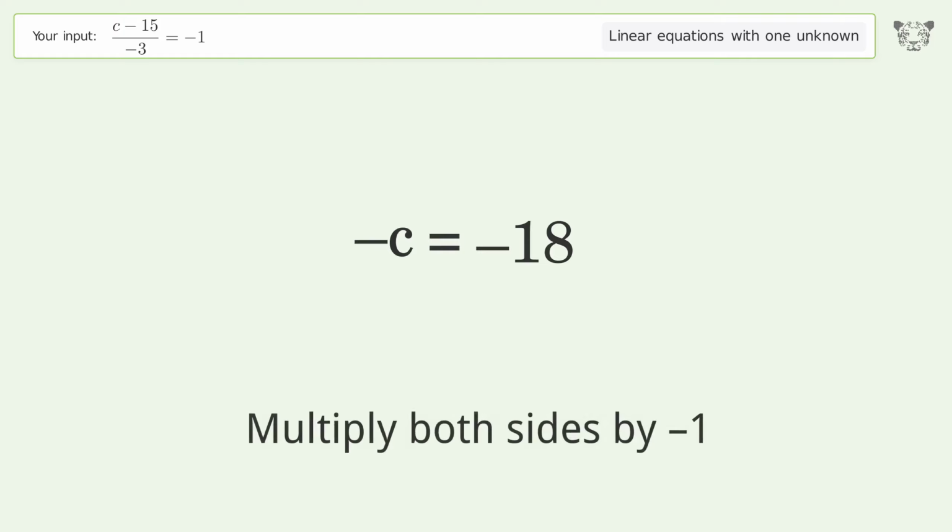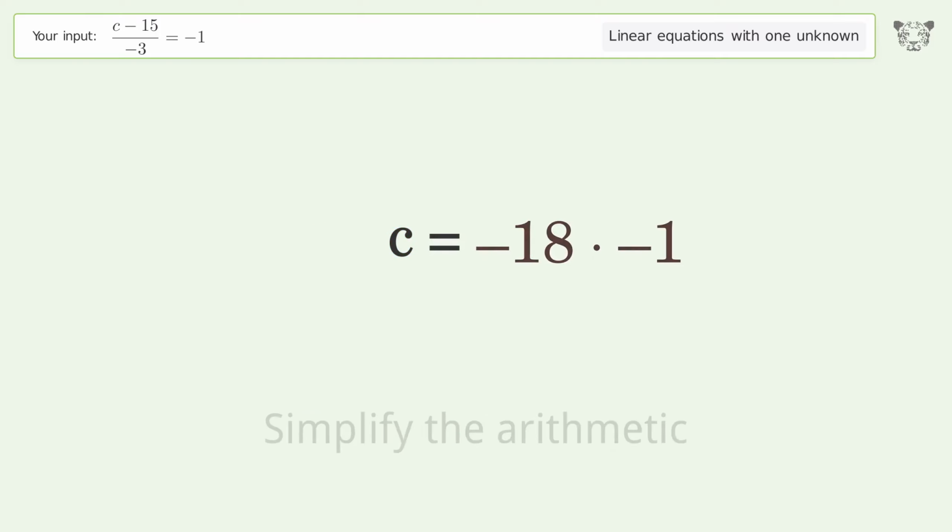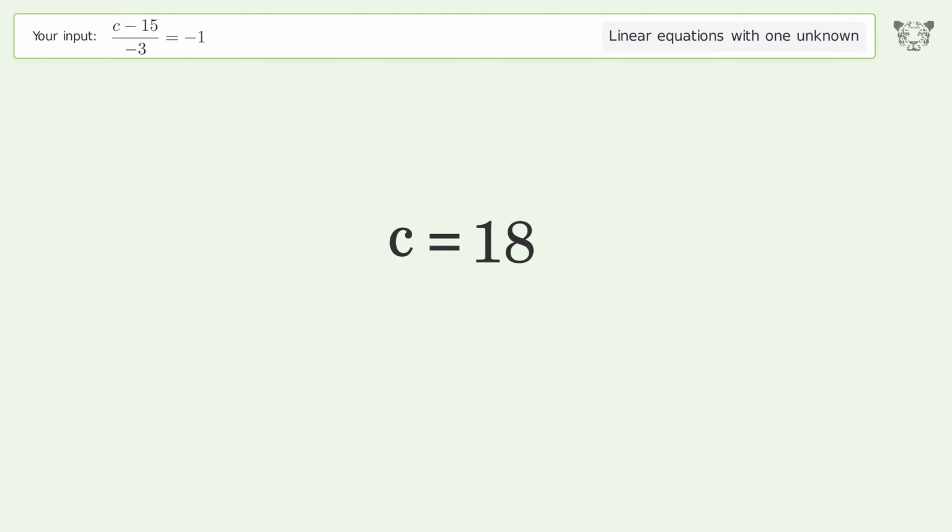Multiply both sides by -1. Remove the ones. Simplify the arithmetic. And so the final result is c=18.